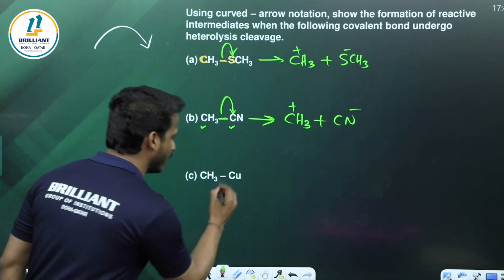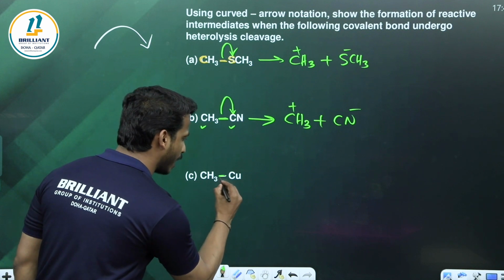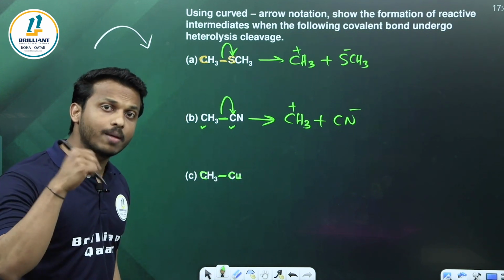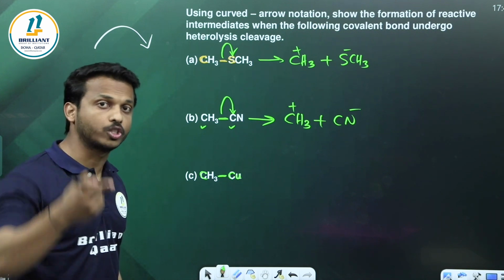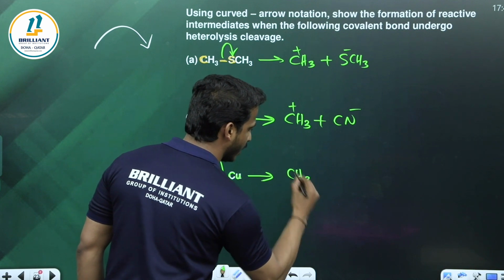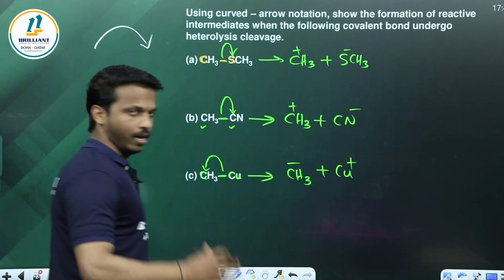Okay, what about this case, dear all? You can just pause the video and do the calculation. This bond is connected to carbon and copper. You know, copper is a metal. Metals are electropositive, so they will donate. So what will you get? CH3 minus and Cu plus. Clear, all of you? So all are undergoing heterolytic cleavage.